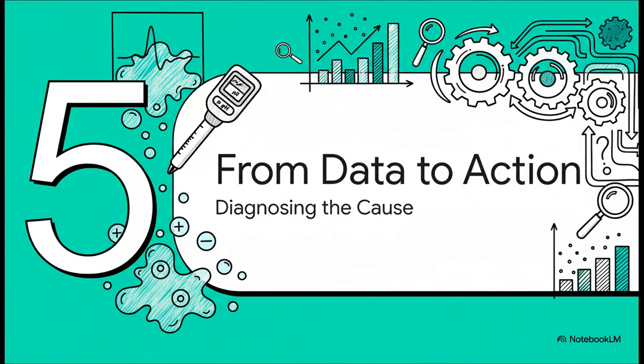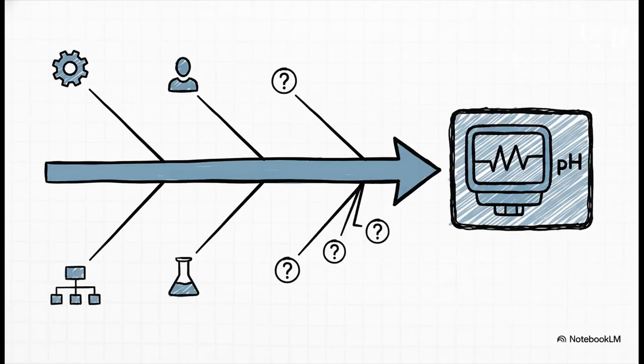Okay, so we've pinpointed the what. Now for the final and honestly the most critical step, understanding the why. The data tells us that pH is the problem, but it doesn't tell us what's physically causing the pH to be so unstable. Now it's time to go from the numbers on the screen to the nuts and bolts in the real world. So to find that why, the engineers used something called a cause and effect diagram, which you might know as a fishbone diagram.